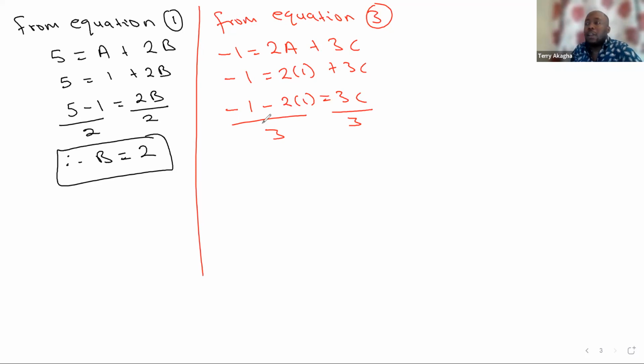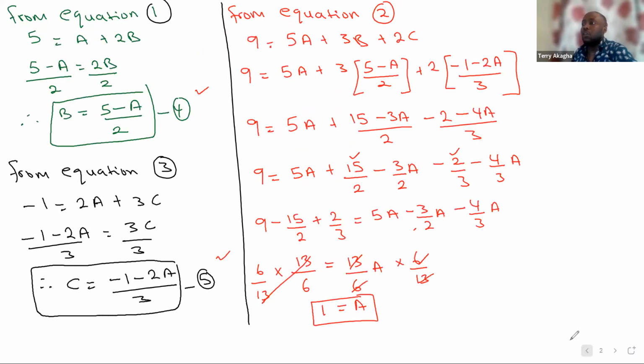And when you do that correctly, this is going to be minus 1 minus 2. That will give minus 3. So that means c is going to be minus 3 divided by 3, give you minus 1. And the answer is minus 1. Good. And we are done. We've gotten our a, we've gotten our b, and now we've gotten our c.